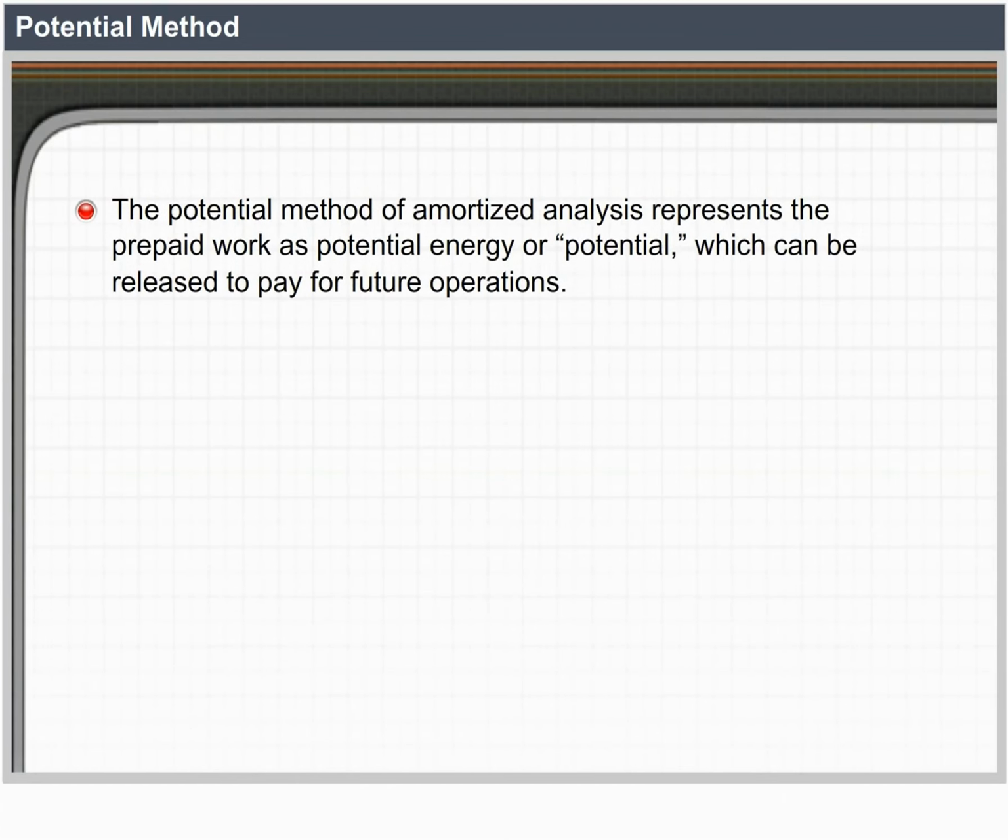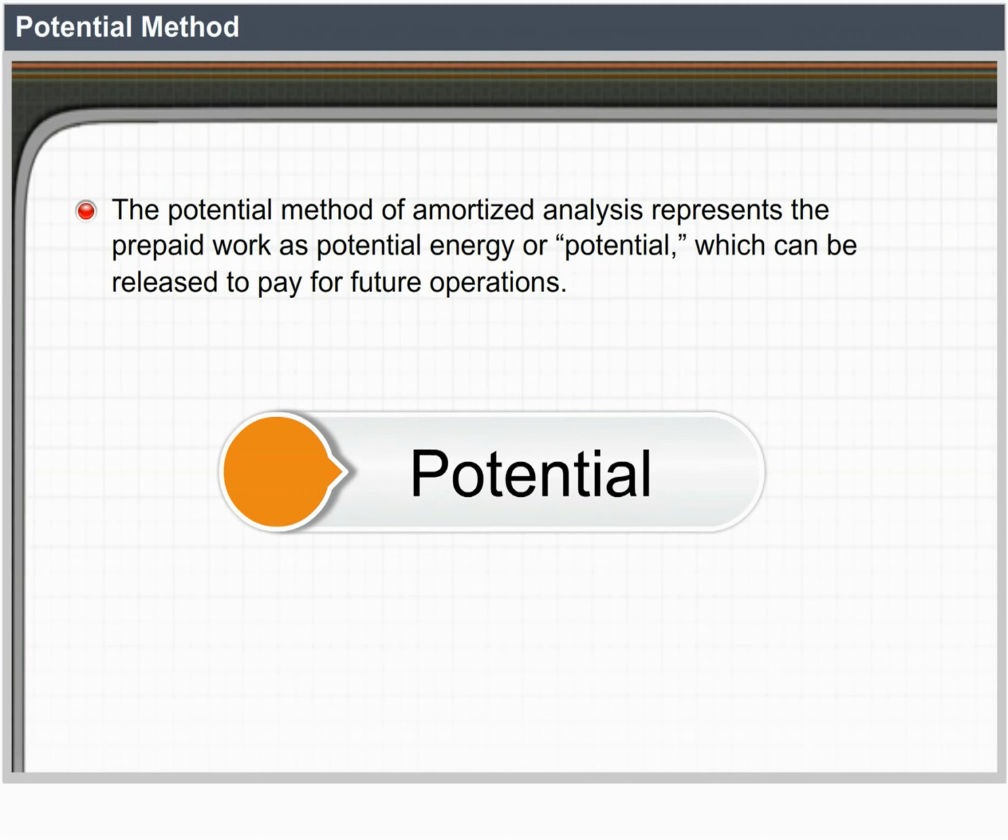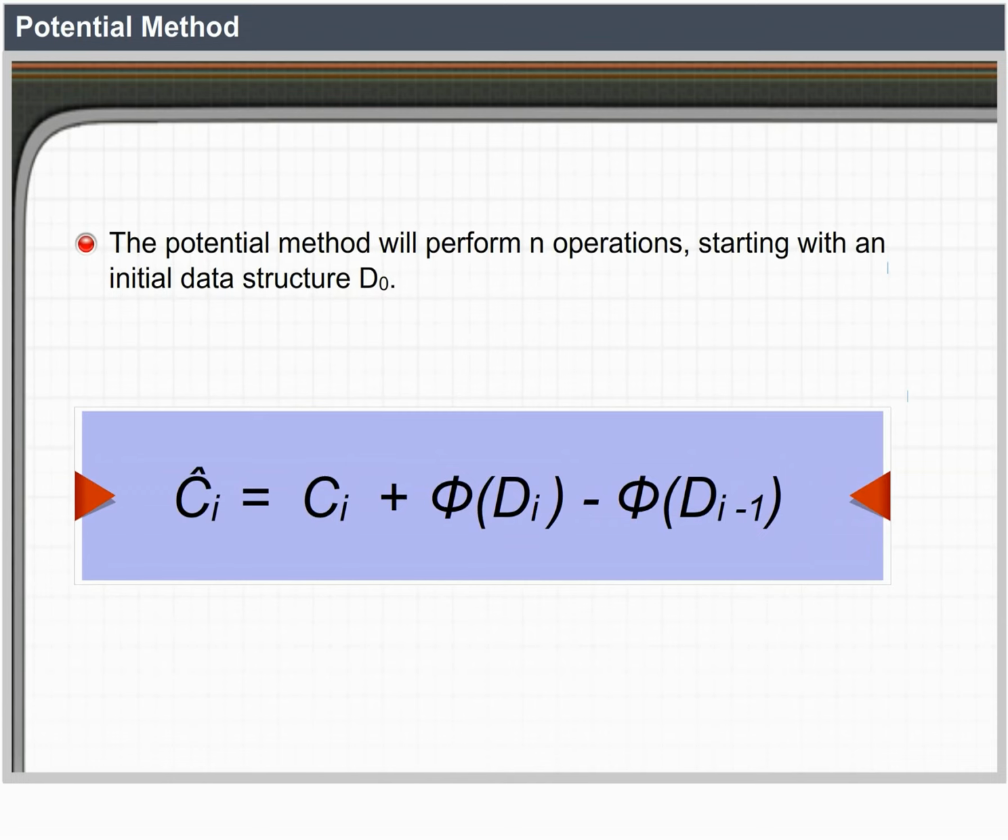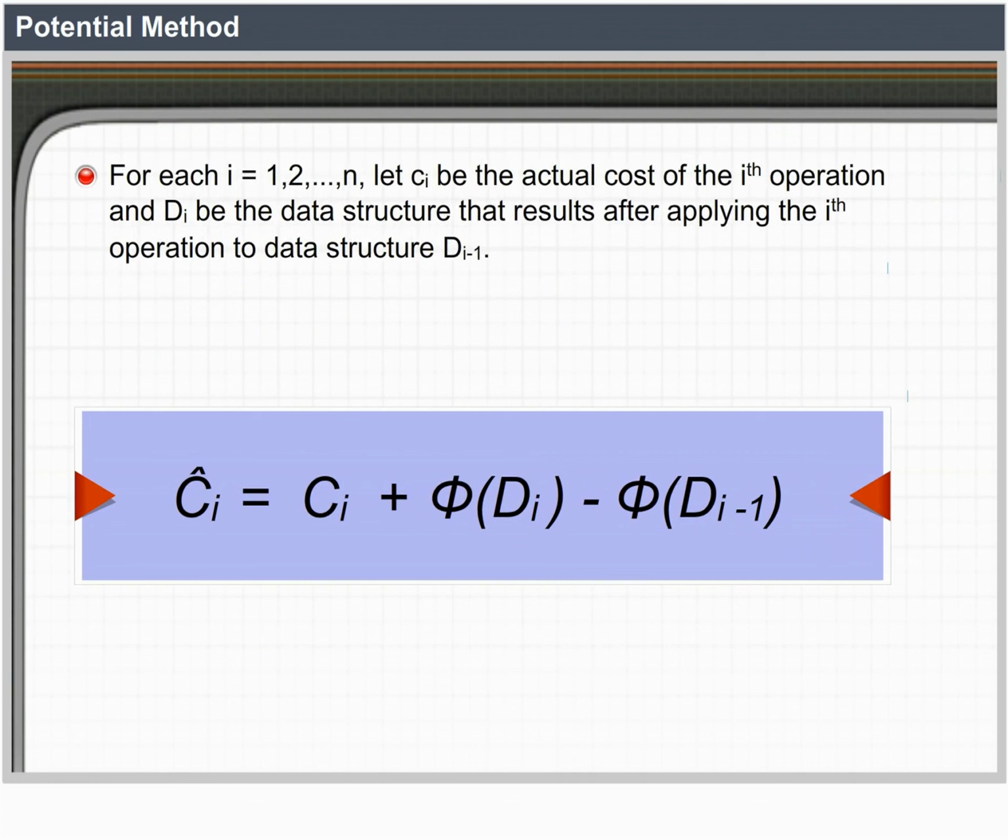Potential method. The potential method of amortized analysis represents the prepaid work as potential energy, or potential, which can be released to pay for future operations. Associate the potential with the data structure as a whole rather than with specific objects within the data structure. The potential method will perform n operations, starting with an initial data structure D0. For each i equals 1 up to n, let Ci be the actual cost of the ith operation and Di be the data structure that results after applying the ith operation to data structure Di minus 1.